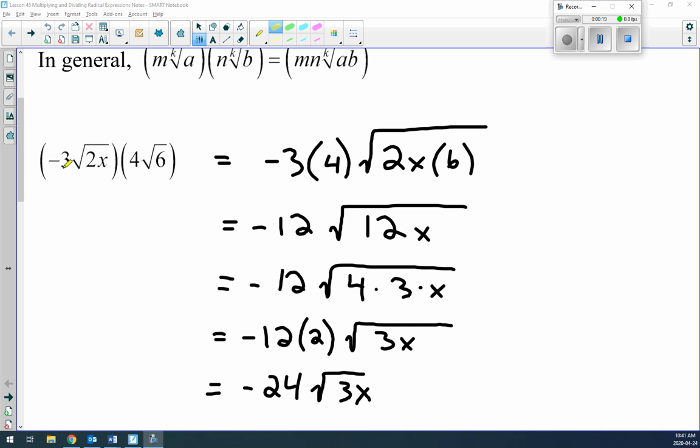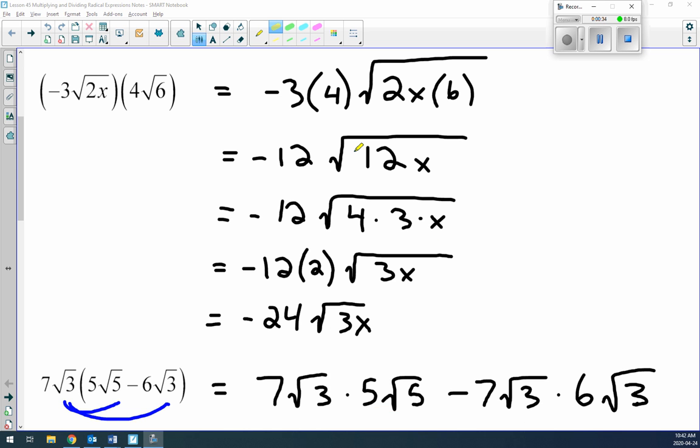So we have -3 root of 2x times 4 root of 6. All you do is you take the numbers that are out front, so the -3 and the 4, multiply those together. You take the radicands, everything underneath the root symbol, the 2x and the 6, and just multiply those together. So we end up with -12 root of 12x. Then you have to simplify. Well, 12x can break down into 4 and 3. We can take the square root of 4, which is 2, bring it out, so -12 times 2, root of 3x. So we end up with -24 root of 3x.